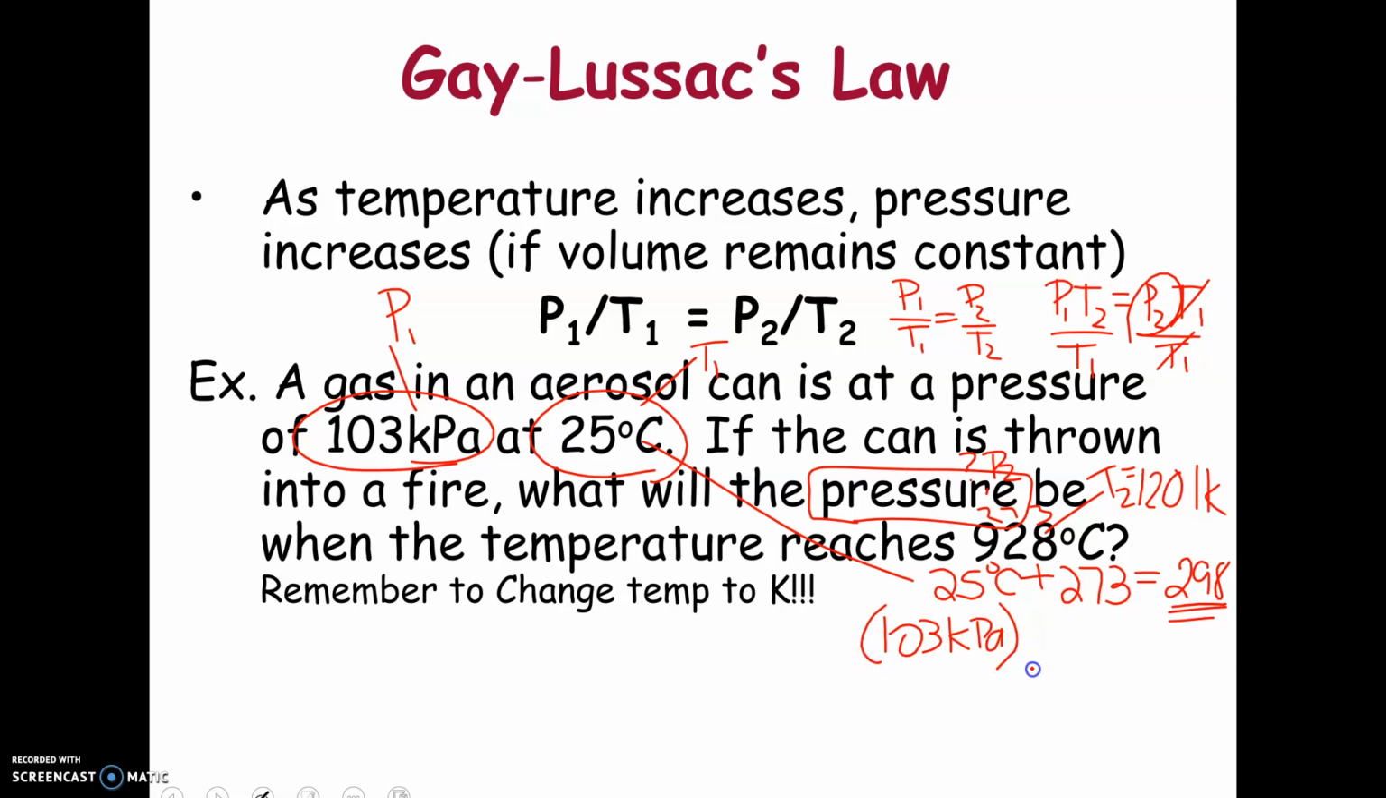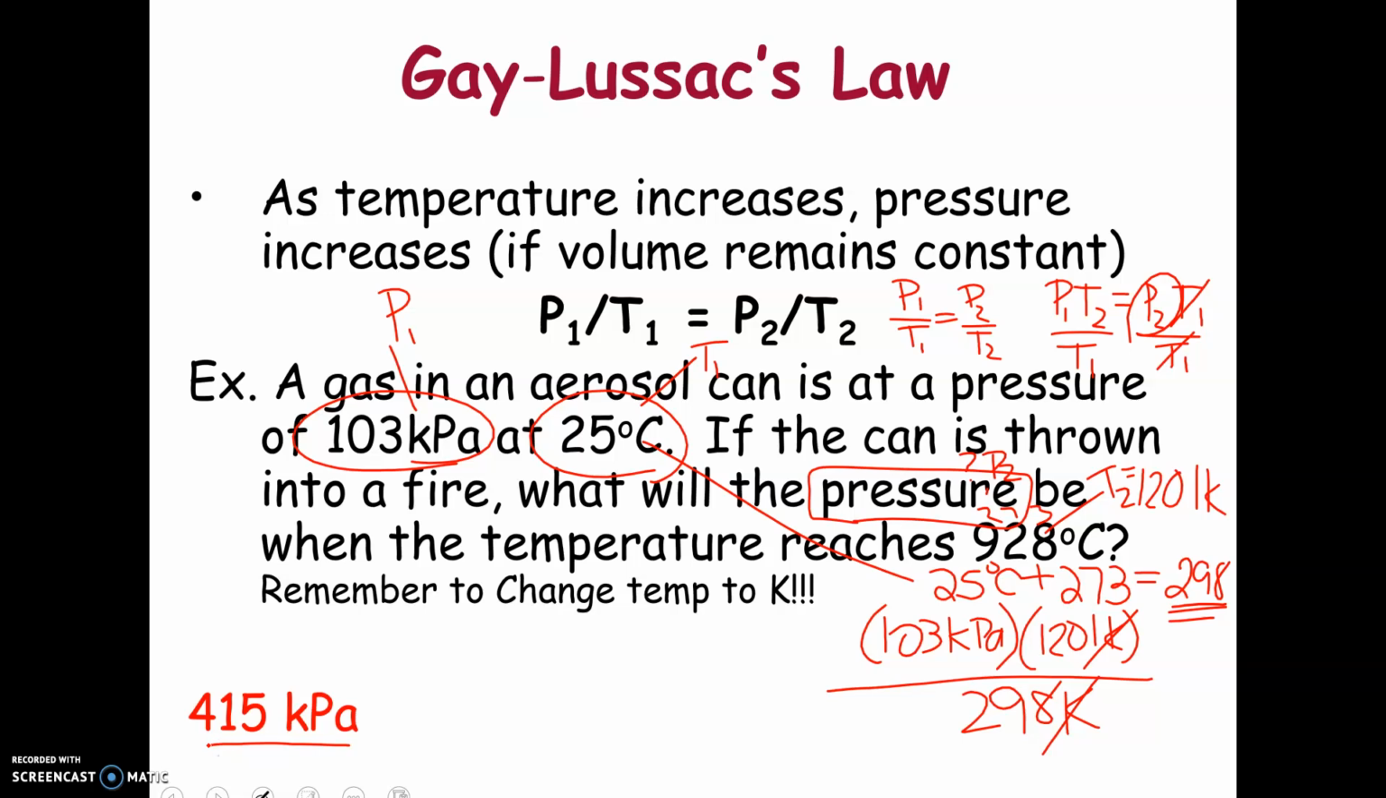T2 is going to be 1201 Kelvin. T1 is going to be 298 Kelvin. Our kelvins will cancel. Our answer will be in kPa. We're going to round to 3 significant digits. I know 25 has 2 significant digits, but when we change it to Kelvin, since we're adding, we go to the same decimal place. That's the rule for adding. So basically, once we turn this to a Kelvin temperature, it has 3 significant digits. So 415 Kelvin, kilopascals, kPa would be our answer.